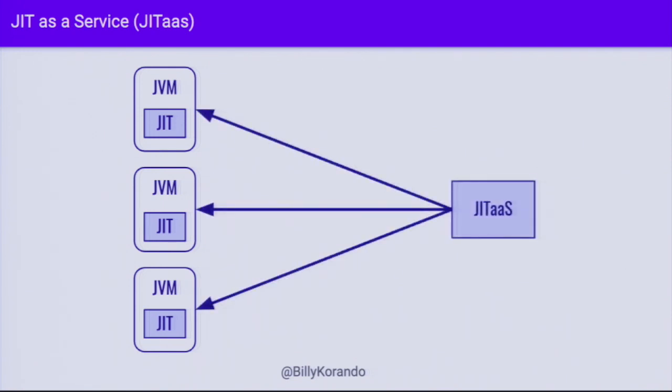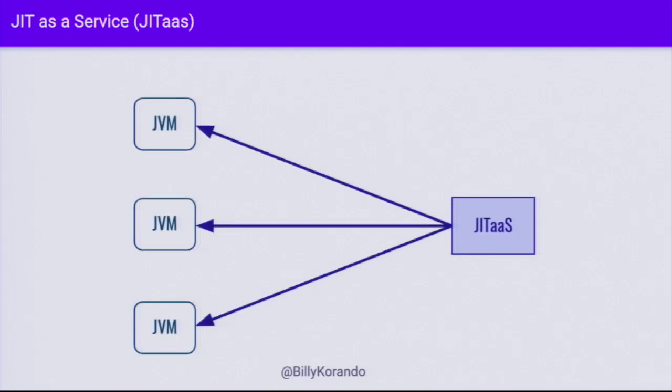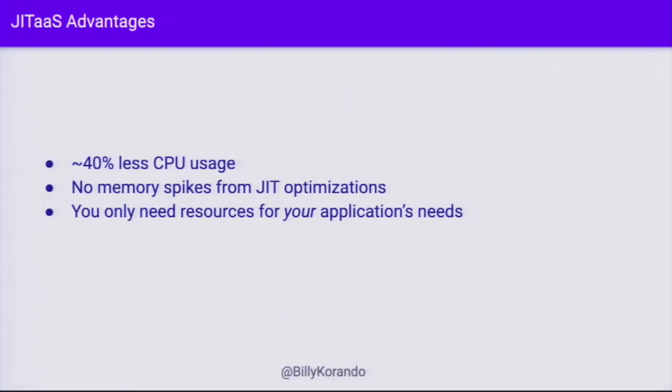So speaking of JITs and being just in time, one thing I do want to talk about, a bit of a preview, is JIT as a service. Every JVM is carrying around its own JIT. Instead of every JVM having to do that, we can set up a separate JVM that's just running as a service that does all this JIT compilation. So now all these JVMs can be a little bit smaller. It's about 40% less CPU usage, fewer memory spikes from JIT optimizations, and you can also tune your container for just the resources your application needs. You're not really having to worry as much about the JIT and compilation going on there.